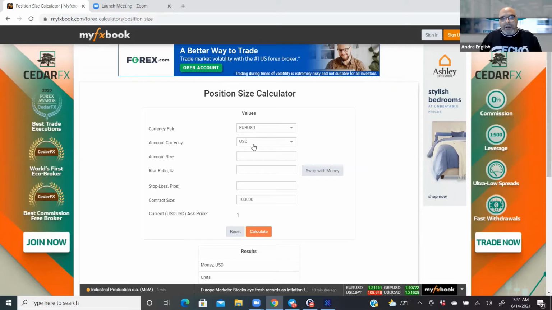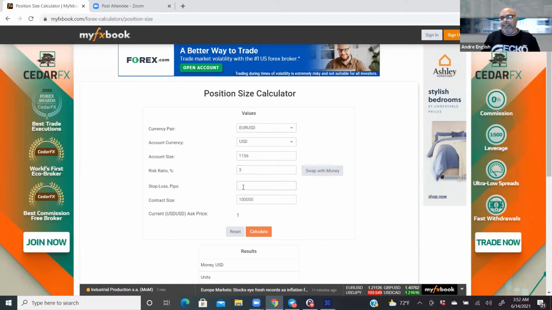We're going to put it here if we're trading here in the currency, and we're going to use this USD. Let's put our account size here at something odd, $1,156, right? And this is our risk ratio. So this is asking us how much of our account are we willing to put at risk? So let's just say on this trade, we're only going to take 3% of our account. That's what we're willing to risk on this trade.